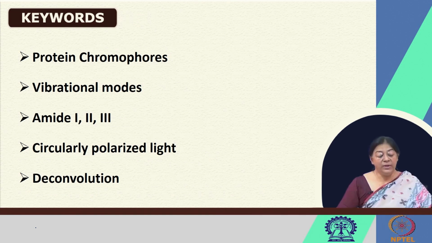And what we understand is, what we have seen before also, the protein chromophores, how we would know that we would have a spectroscopic signal associated with the proteins, and specific vibrational modes in terms of the IR spectroscopy techniques, and what we look at for circularly polarized light.